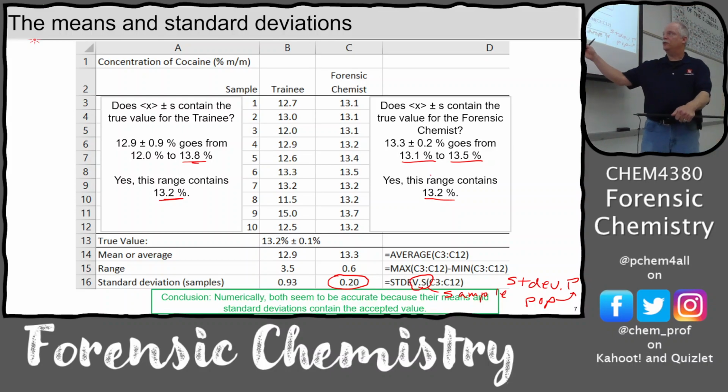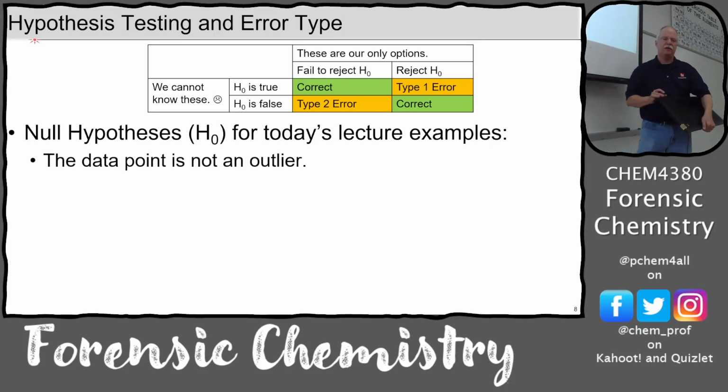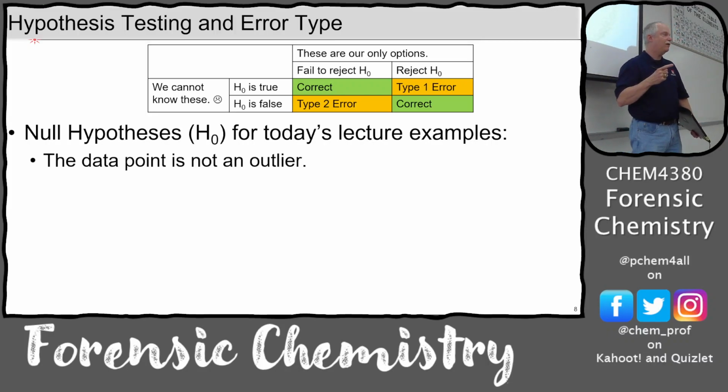Okay, so these are our conclusions. Numerically, both seem to be accurate because their means and standard deviations contain the accepted value. Okay, so now we get into some of the hypothesis testing parts. And so here's the null hypotheses for today's lecture examples. So we're going to test that data point for an outlier. And our null hypothesis would be the data point is not an outlier.